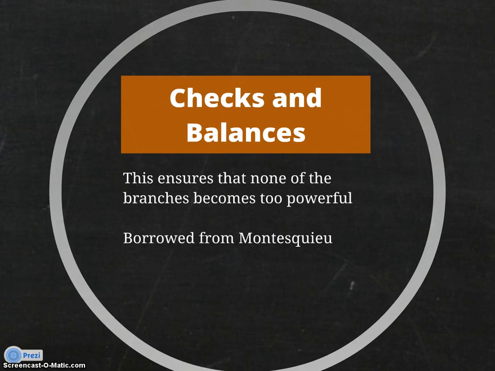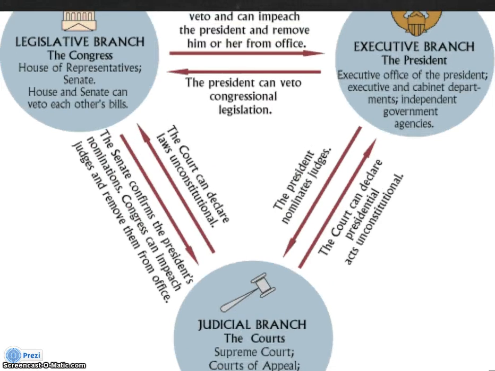Something else we borrowed from Montesquieu was a system of checks and balances, and this is to ensure that none of the branches become too powerful. Examples of checks and balances are that Congress approves presidential nominations and controls the budget. It can pass laws over the president's veto and can impeach the president and remove him or her from office.